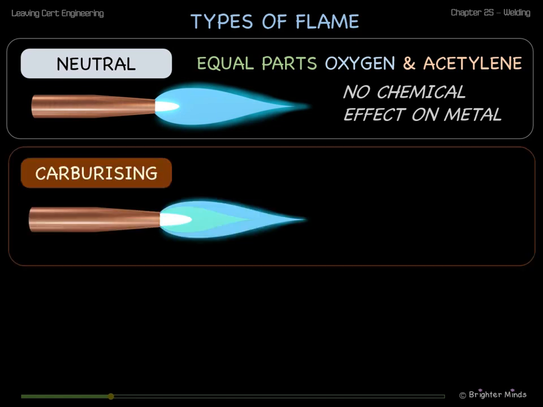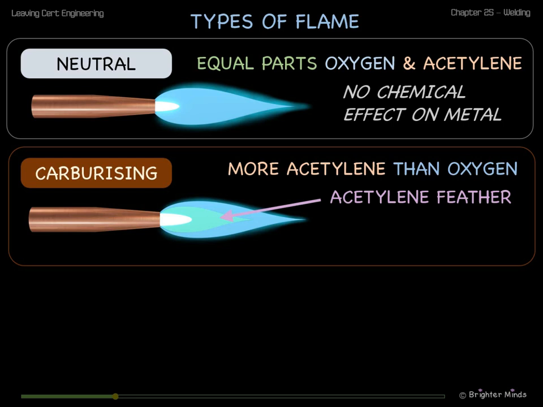A carburizing flame contains more acetylene than oxygen and is cooler than the neutral flame. It has an additional greeny-blue inner flame called an acetylene feather. A carburizing flame helps prevent oxidization of the weld area.